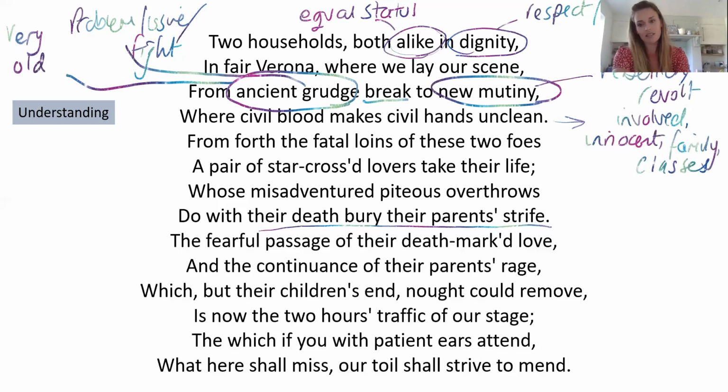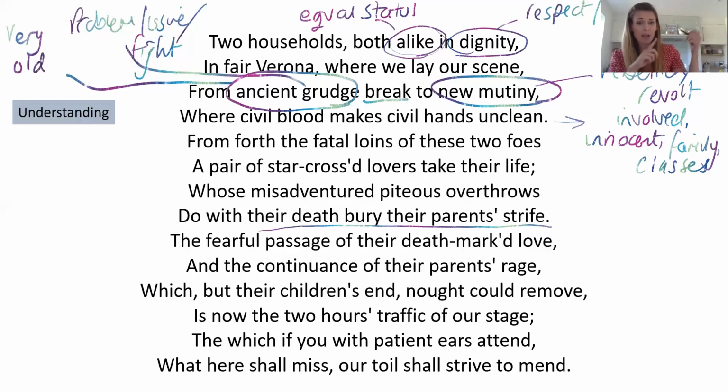Then we have obviously our idea of new mutiny, which really confuses a lot of people, and it shouldn't. I'm just going to move myself over here because you can't see my writing. So we have now mutiny, which is the idea of a rebellion, of a revolt, and that people are starting to change and become more than what it has been before. We've got a really big rebellion taking place that's involving, as you can see from the next line, the civil blood makes civil hands unclean. It's involving innocent people, families, all different classes. Everyone's now getting involved in this grudge. That's why it's a new mutiny.